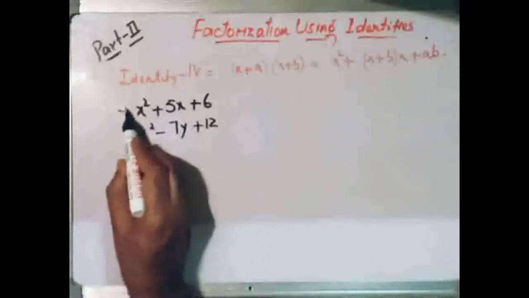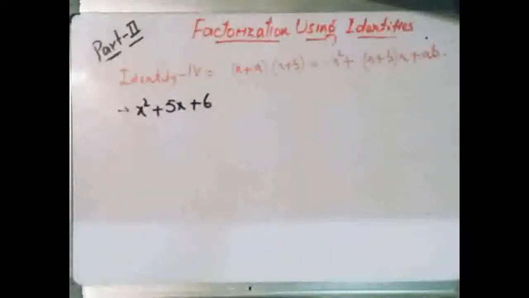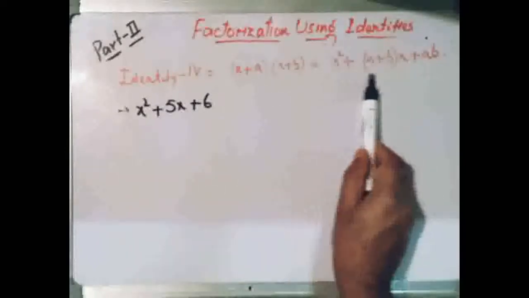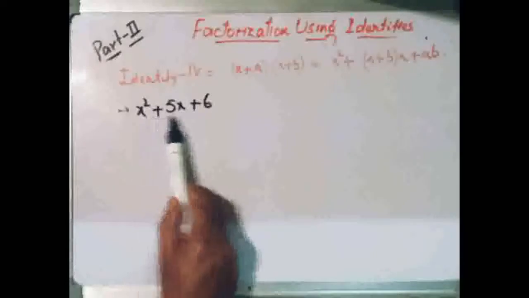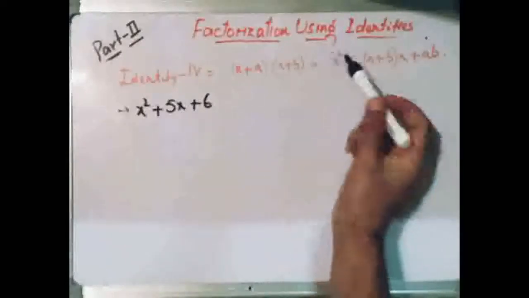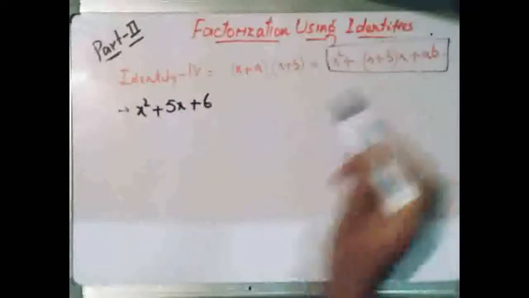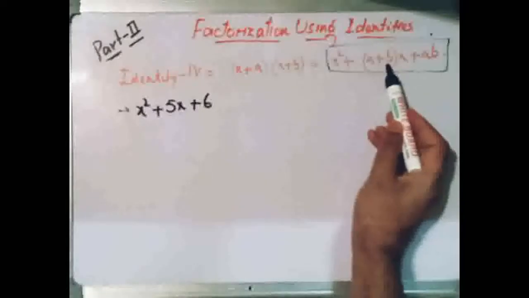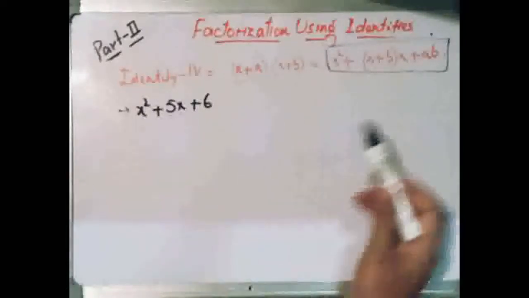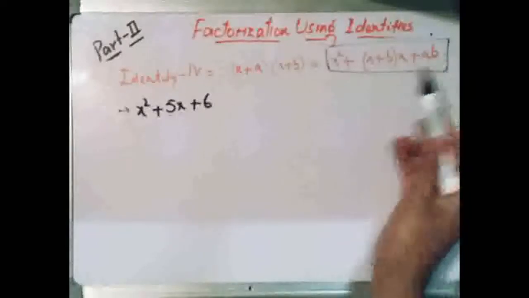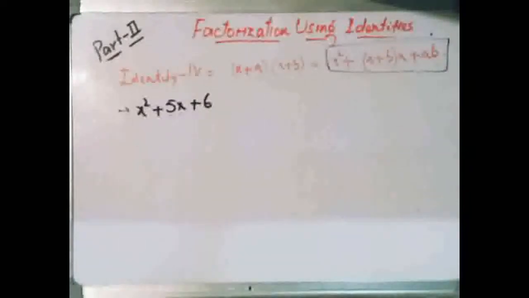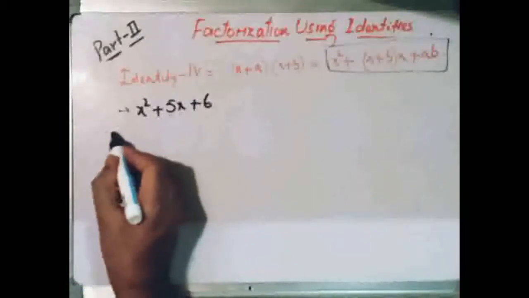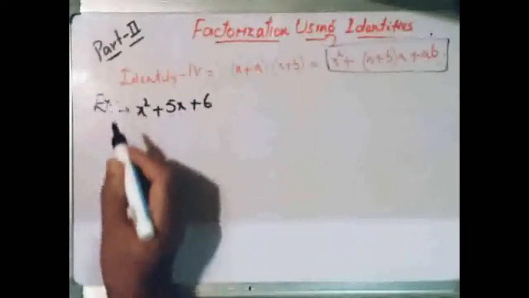We will focus on this first case. This x square plus 5x seems to be equivalent to this. If we compare this expression with the RHS of this identity, x square plus 5x, then a plus b must be equal to 5, and ab must be equal to 6. Okay, let's try to solve this.